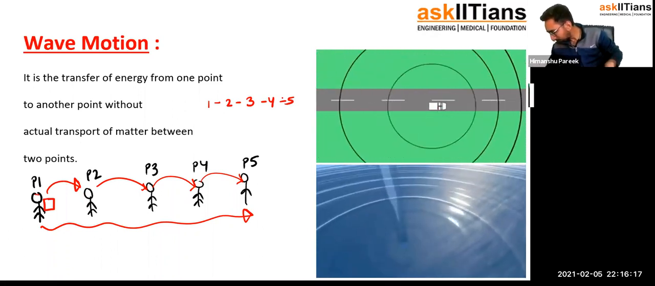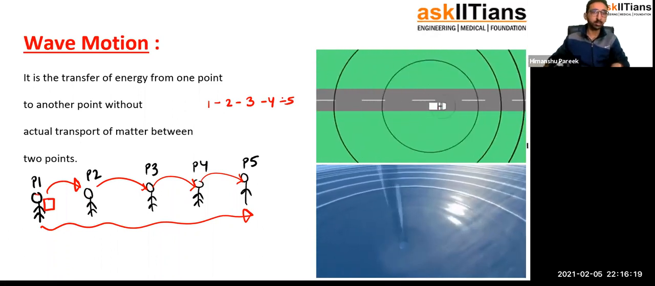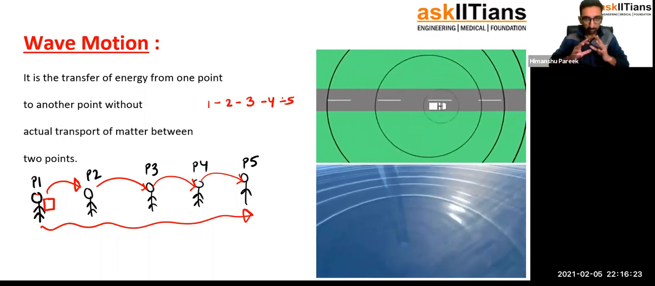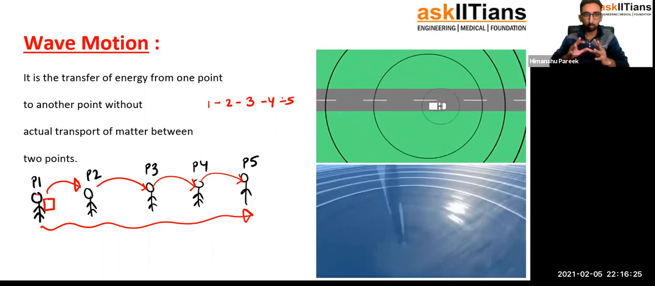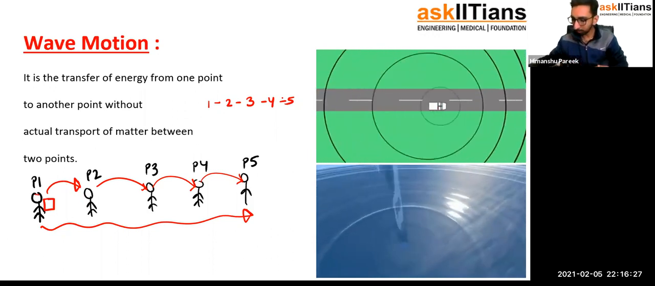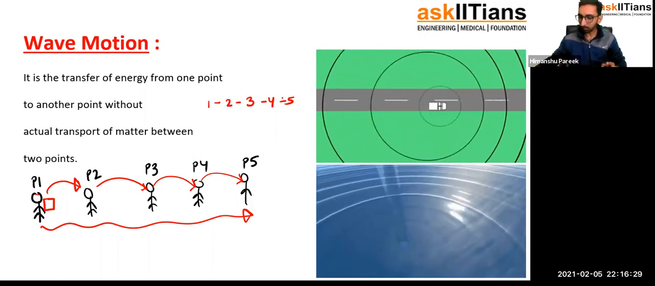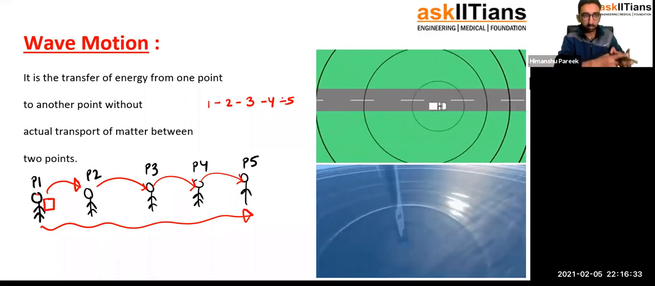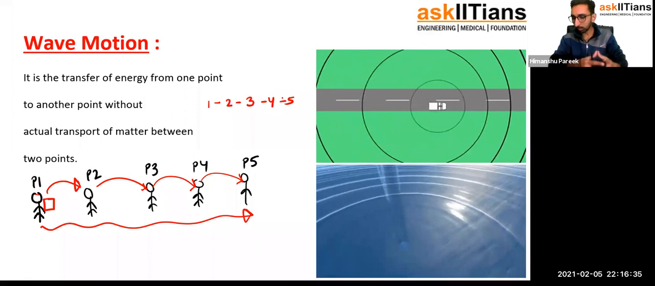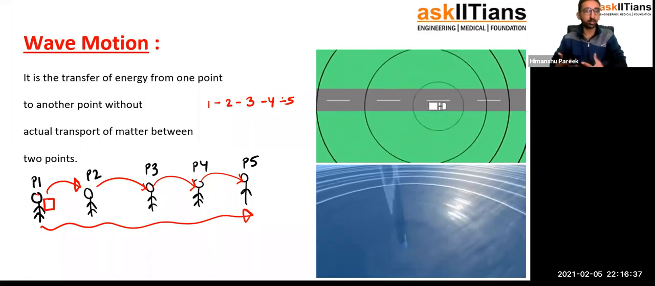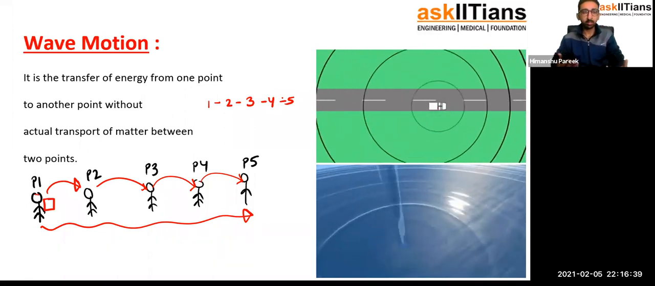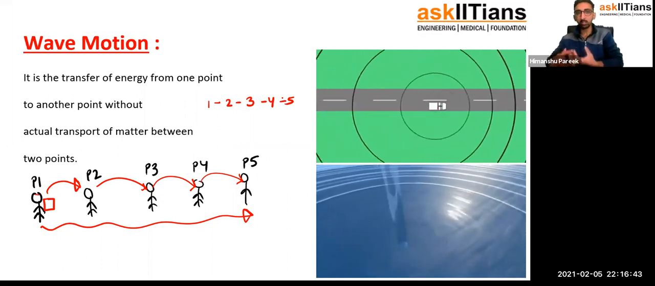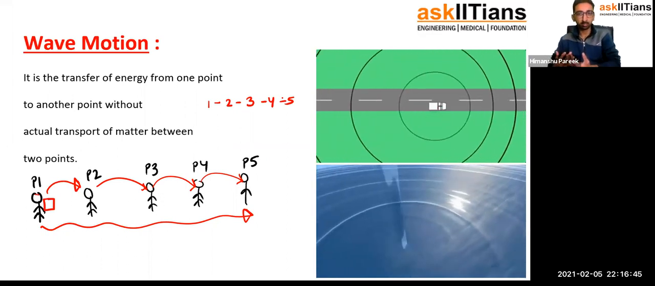Now in this particular type of motion, you must have observed something. This particular motion, 1 to 2, 2 to 3, 3 to 4, 4 to 5, here basically no person was shifting from their own location. They all were standing here only. Person 1 was standing there, person 2 was standing there, person 3 was standing there, person 4 was standing there, person 5 was standing there.